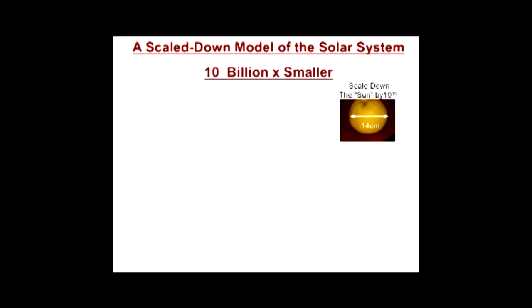Let's shrink the solar system by a factor of 10 billion. 1 billion is 10 to the 9. 10 billion is 10 to the 10. So let's shrink the whole solar system down. It turns out when you shrink the sun itself, with its diameter of 14 times 10 to the 10 centimeters, by 10 to the 10, you divide out the 10 to the 10, and the whole sun shrinks down to the size of a grapefruit.